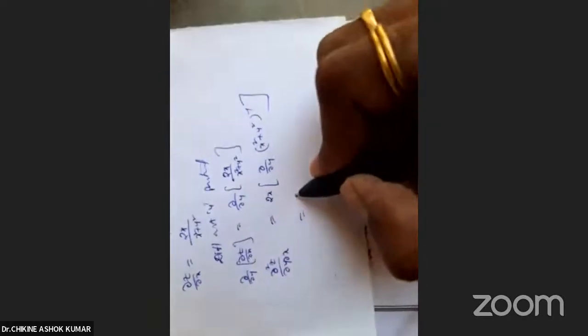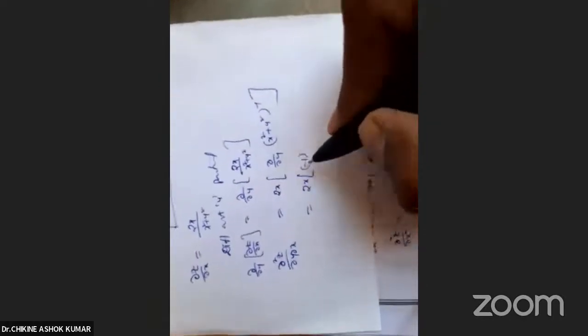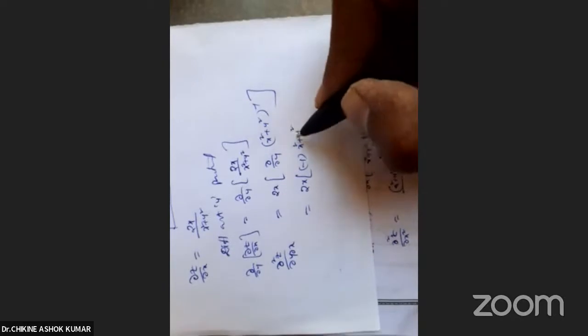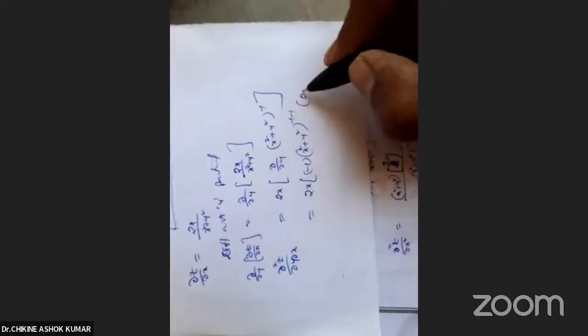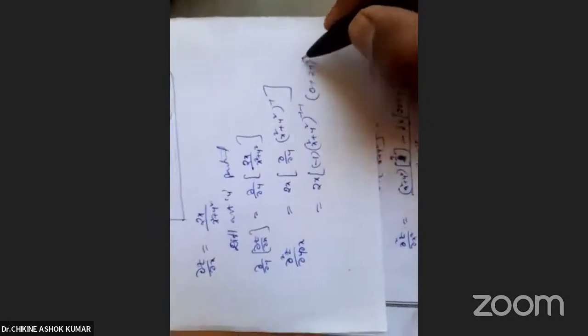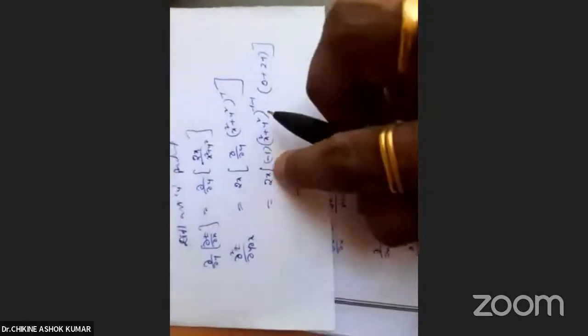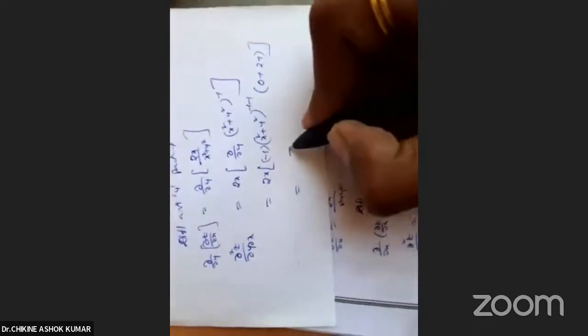For this, we have to apply the n x to the power of n minus 1 formula. 2x into minus 1 into (x square plus y square) whole to the power of minus 1 minus 1. Okay, n x to the power of n minus 1. And for the internal function with respect to y, it means that x is a constant. So x is 0, y square differentiation is 2y. So what is the final answer? Minus 2x into 2 into minus 4xy divided by (x square plus y square) whole square.